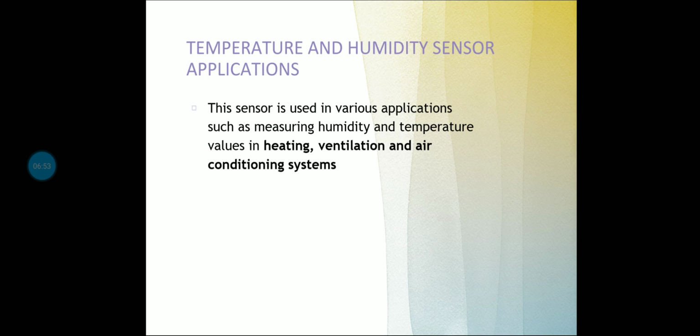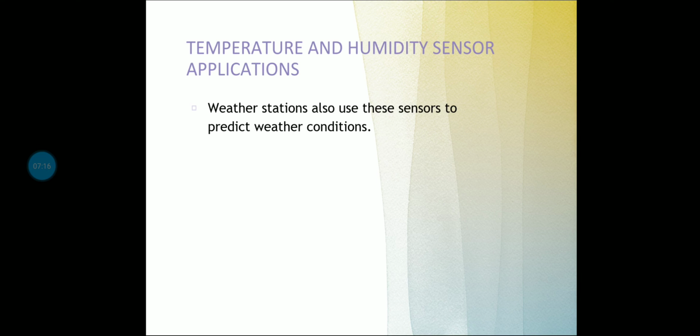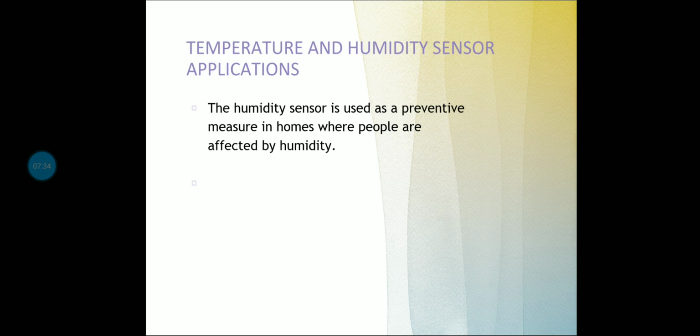This sensor is used in various applications. Now we are going to start with the real life applications of the temperature and humidity sensor. Let's see one by one. The first application is measuring humidity and temperature values in heating, ventilation, and air conditioning systems. The second is that weather stations use this sensor to predict weather conditions. Weather monitoring is one of the biggest monitoring systems in the world, and it also uses this type of sensor for predicting weather conditions.